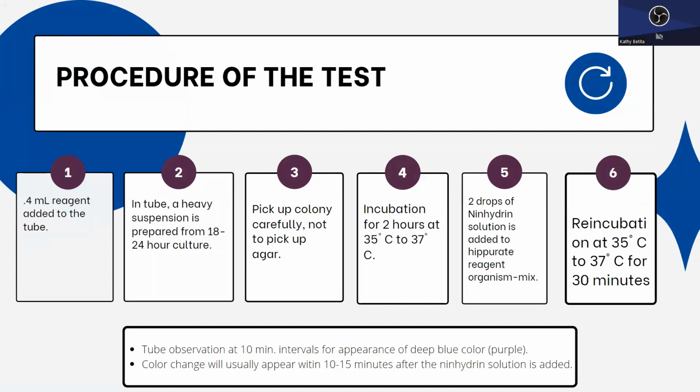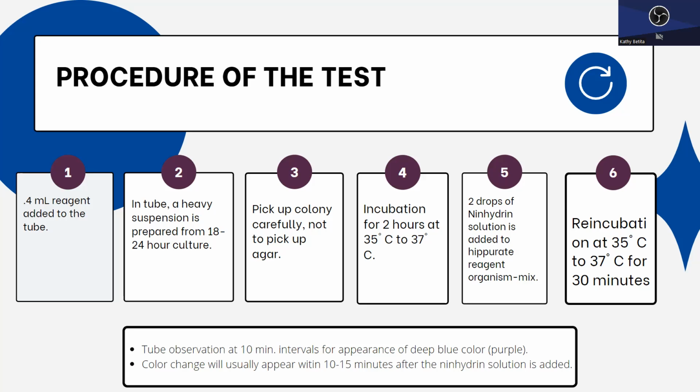So the procedure of the test, first, we add 0.4 ml of the hippurate reagent to a test tube. And after adding the hippurate reagent, a heavy suspension is prepared from an 18 to 24-hour culture. And third, the colony should be picked up carefully as to not pick up agar, which contains protein. And fourth, the tube is then incubated for 2 hours at 35 degrees centigrade to 37 degrees centigrade.